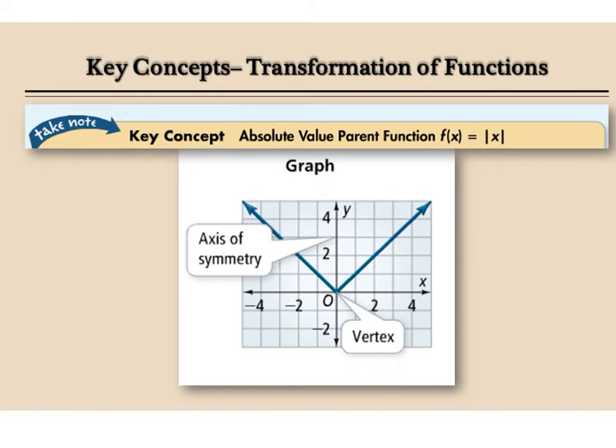All right, here is your parent function, y, or f of x, equals the absolute value of x. Notice the vertex is at the origin, and your axis of symmetry, that's where we cut it exactly in half, is your y-axis. So that is what the parent function y equals the absolute value of x looks like. Next, we're going to look at how we transform that function.